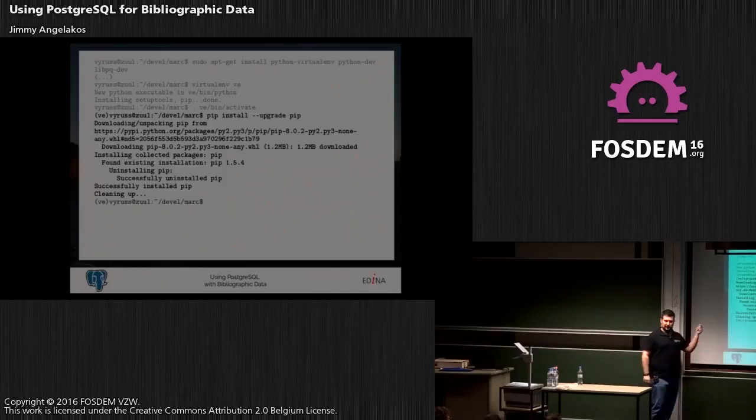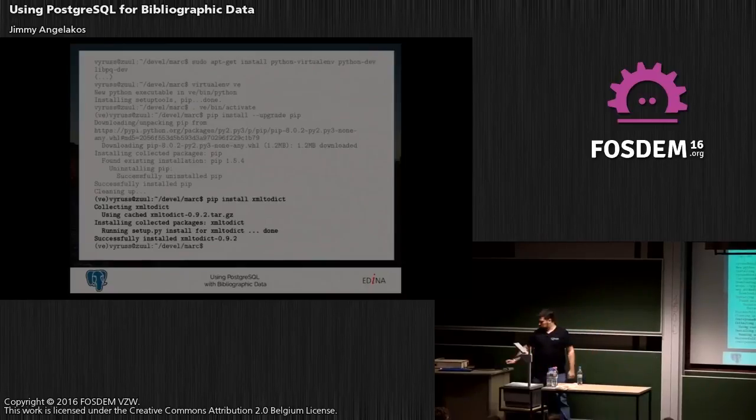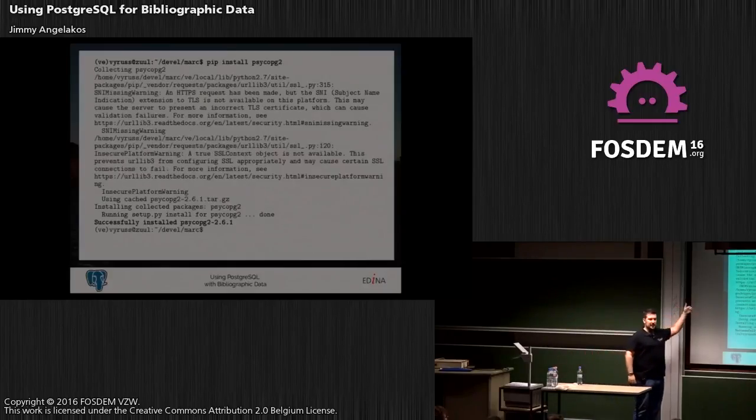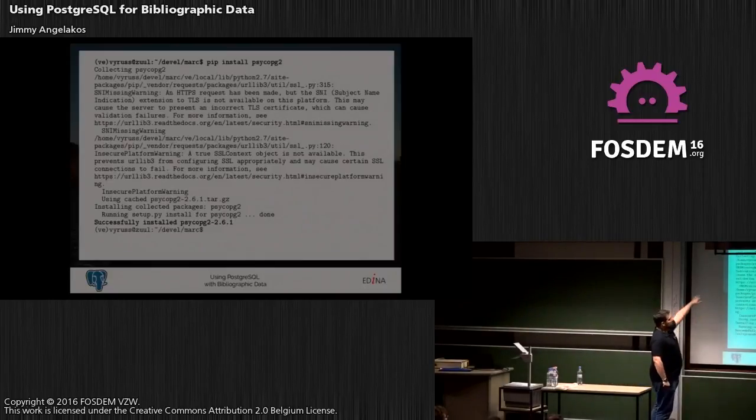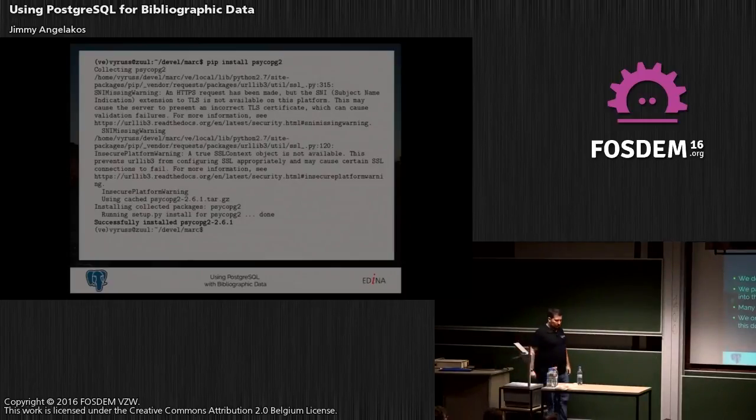Because sometimes pip doesn't want to bring in the newest Python extensions, so you have to upgrade it from your distribution's pip in order to get compatibility with newer Python eggs. So after we've brought in the latest pip, we can pip install our library, XML to dict, which goes fine. And then we install psycopg2, which will fail if you don't have the Python development libraries and the development libraries for libpq. But here it doesn't fail, it just throws us some warnings, and it's successfully installed, so we can start using it.